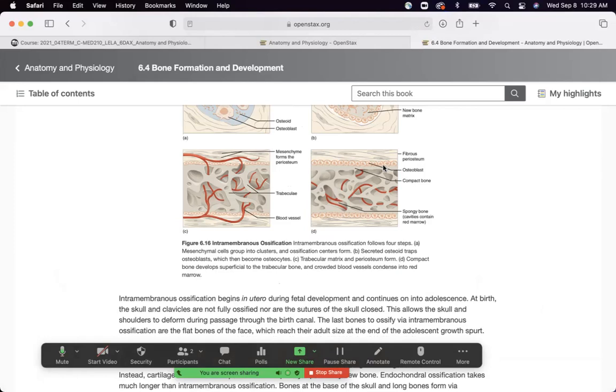And it makes sense. Let me pose this question to you. Why would you need cartilage in your chest? Give you a second to think about that. Why would you need cartilage in your chest?